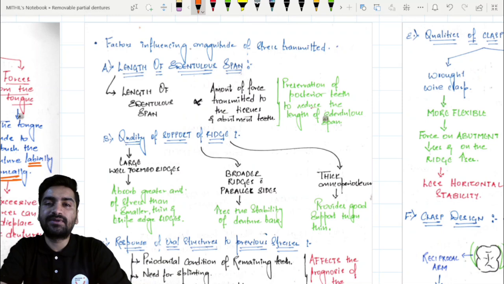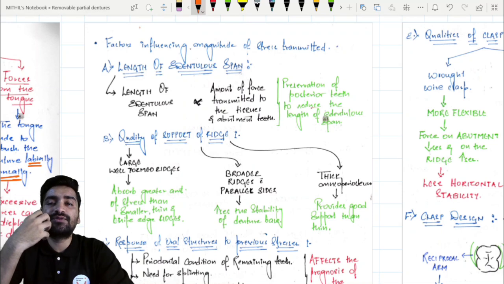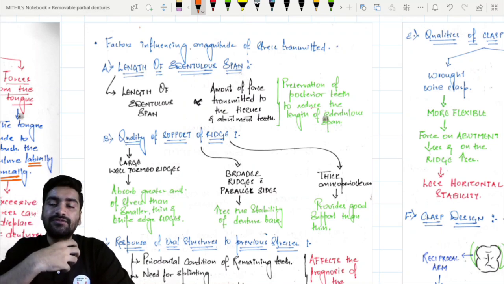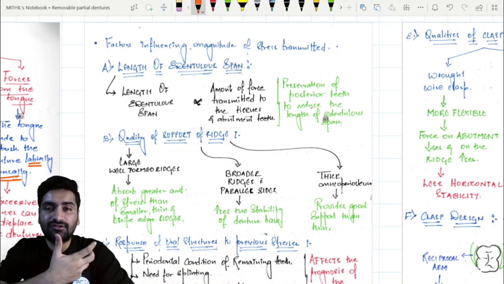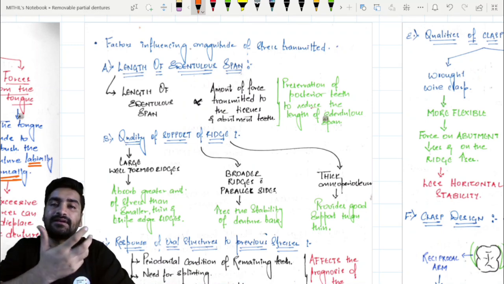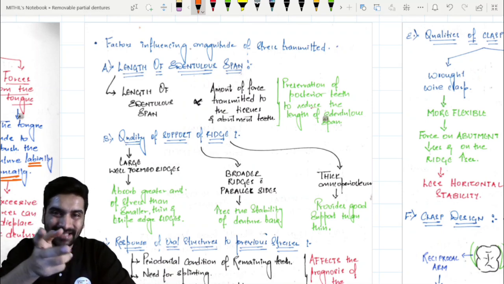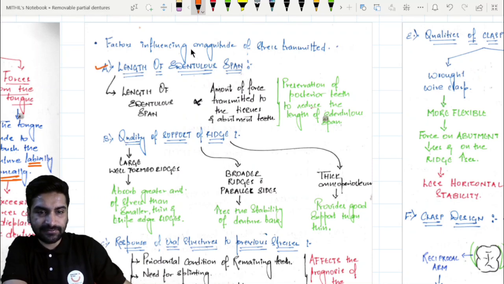So what should we try? We should try to preserve as many posterior teeth as we can, because those are the ones which are going to withstand the majority of your occlusal force. If you have posterior teeth support, that becomes a very good situation for you as well as for the patient to give a removable partial denture, and it might be a successful treatment. It will be a successful treatment otherwise also, but the forces will be more. You need to think twice before planning the prosthesis. So that is the first point.